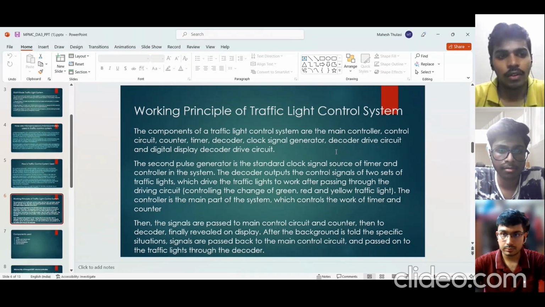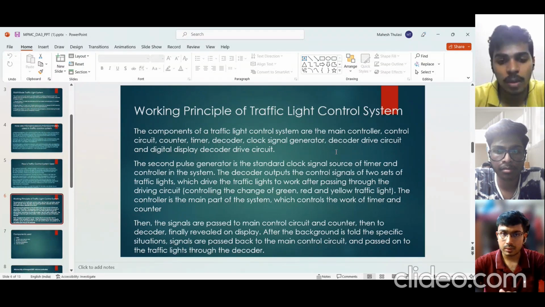Like for general, we will see only three lights: red, green, and yellow. The ones working behind the screen are the decoder, timer, and clock signal generator. The second pulse generator is the standard clock signal source of timer and control in the system. The decoder outputs the control signals of two sets of the traffic lights, which drive the traffic lights to work after passing through the driving circuit.